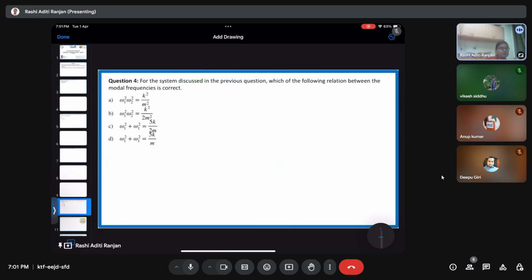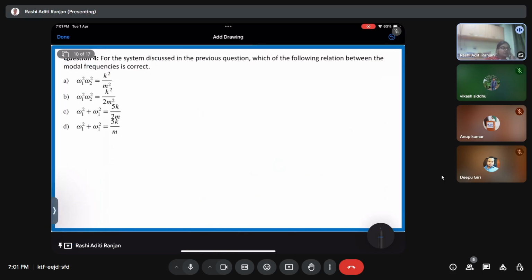Now, coming on to question number 4. For the system discussed in the previous question, which of the following relations between the modal frequencies is correct? Firstly, we'll write omega 1 square was equal to 2k by m, and omega 2 square was equal to k by 2m. Okay, so the first one is the multiplication and the second one is the addition. So we'll first find the multiplication. K square by m square. So the first option is correct.